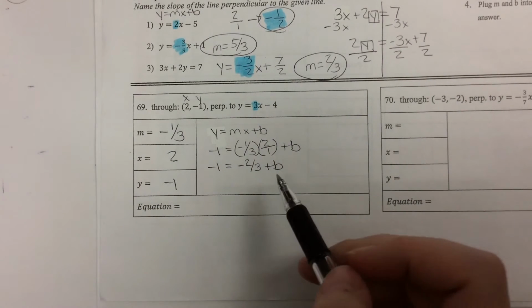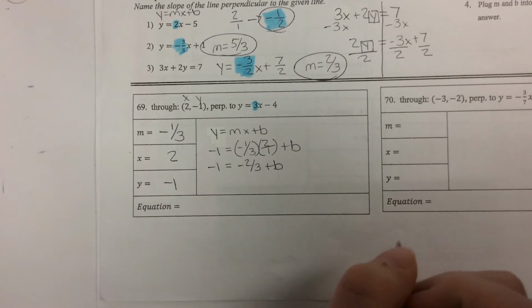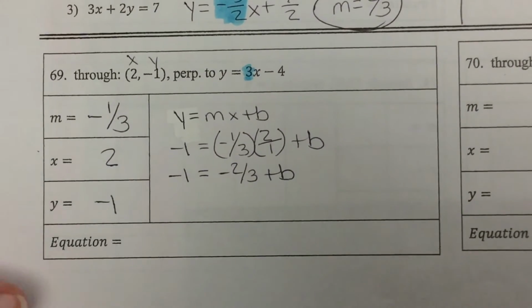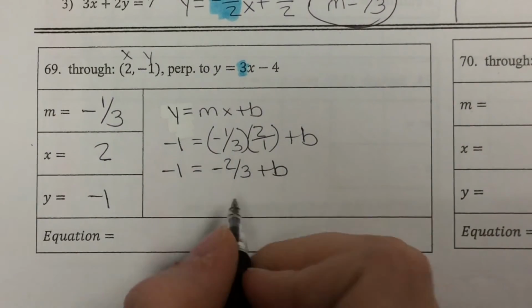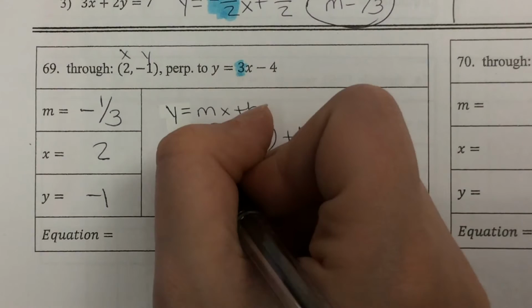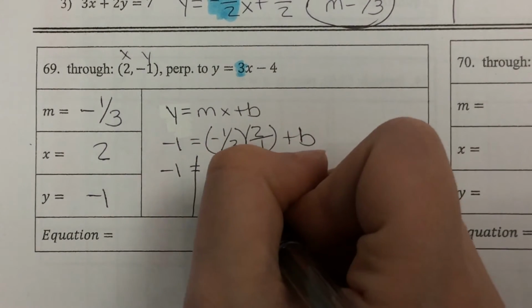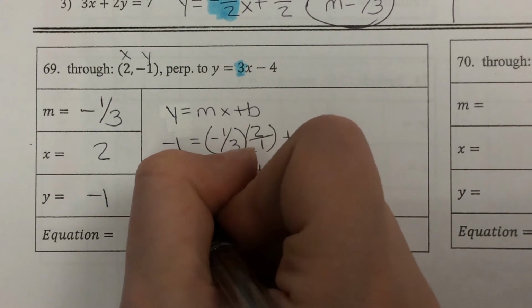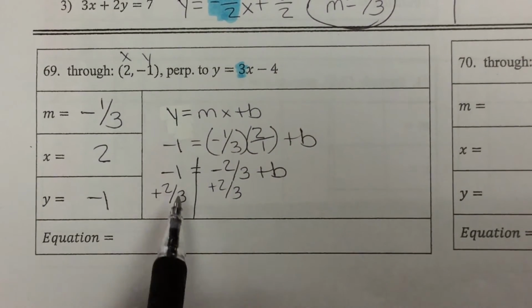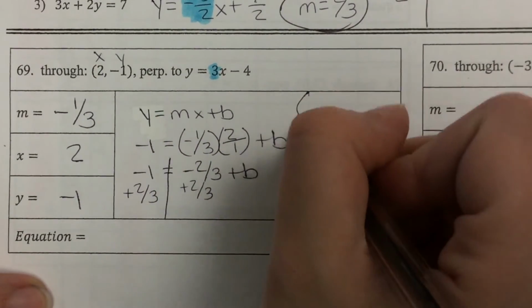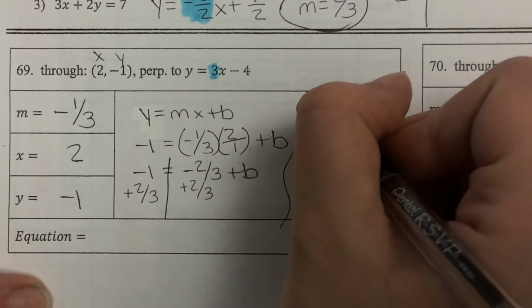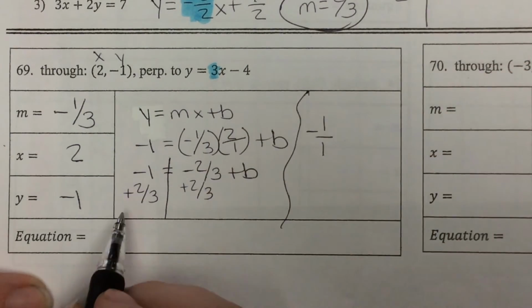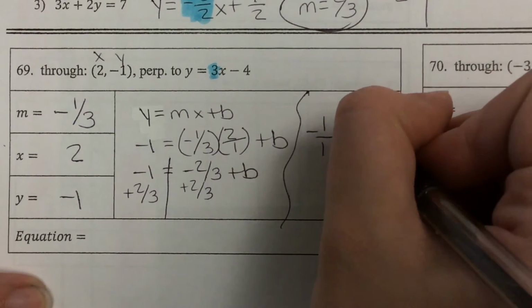All right, guys, we do have a fraction to deal with here. Remember what we talked about in class? Fractions need to have a common denominator when you're adding or subtracting. So we need to solve for b, and by doing that, add 2/3 to the other side. Now, -1 is a fraction. I'm going to do this part over here. -1 as a fraction is -1/1 plus 2/3.